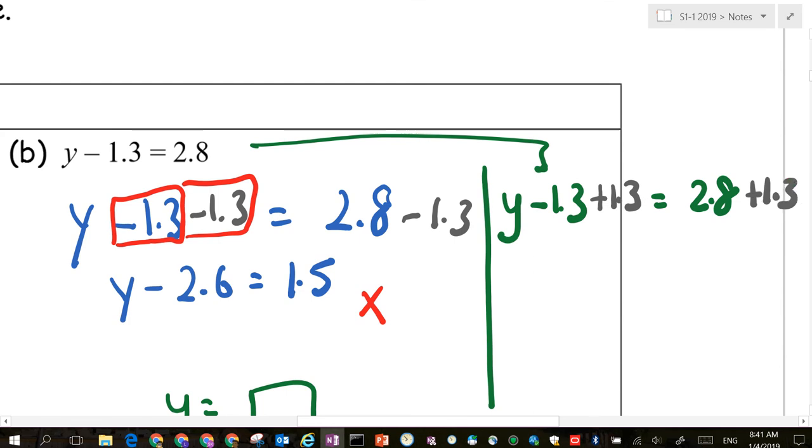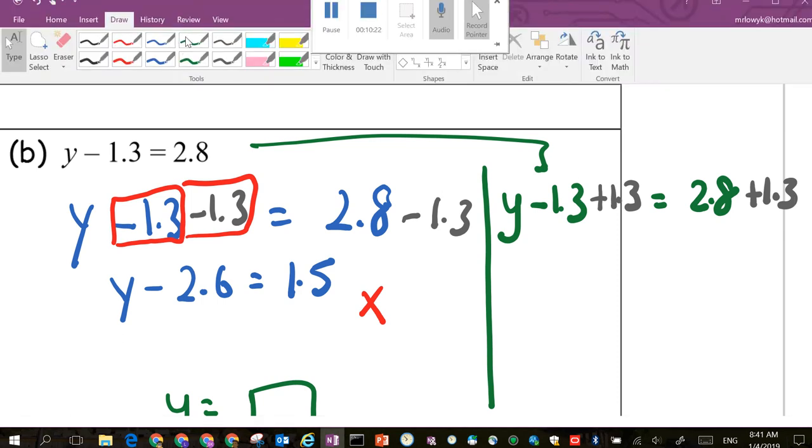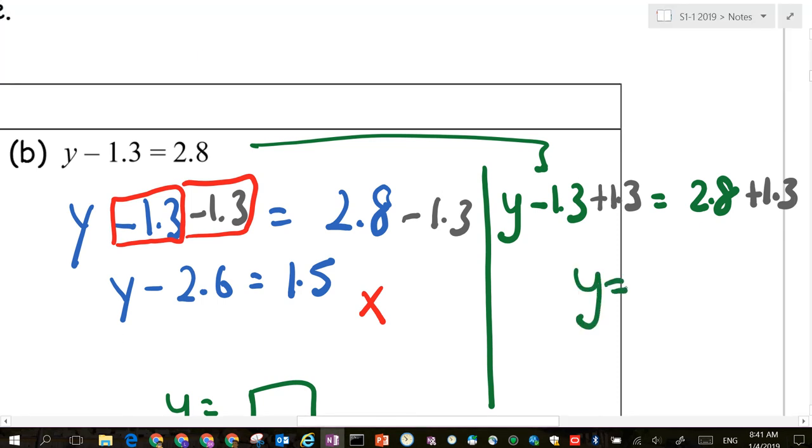What is minus 1.3 plus 1.3? What is it? Minus 1.3 plus 1.3. 1 gets 0, 2 gets 0. The rest? Do you get a 0? Yes. Now, if you get 0 means I am able to write down y is equals to this. And what is 2.8 plus 1.3? And then this is my final answer.